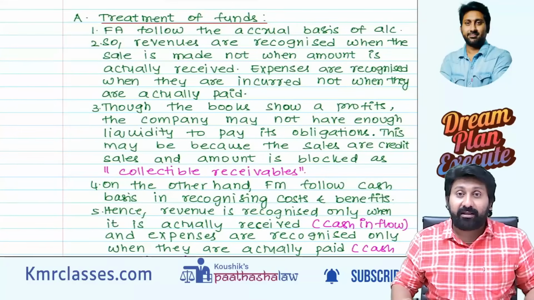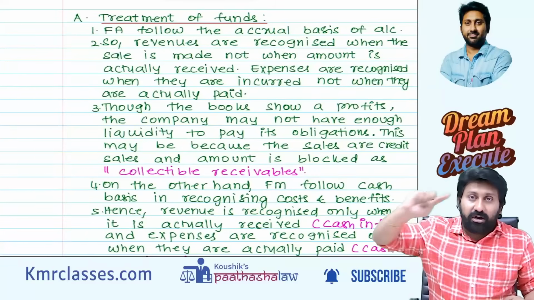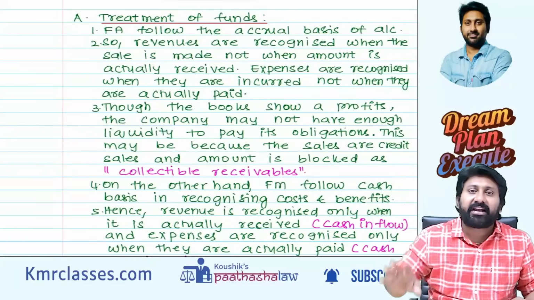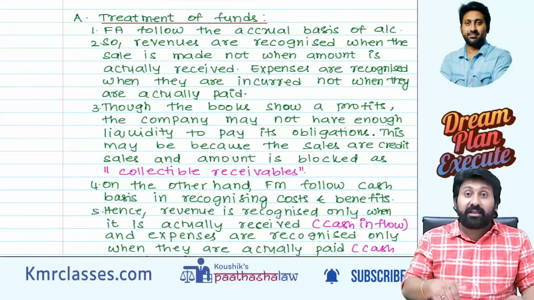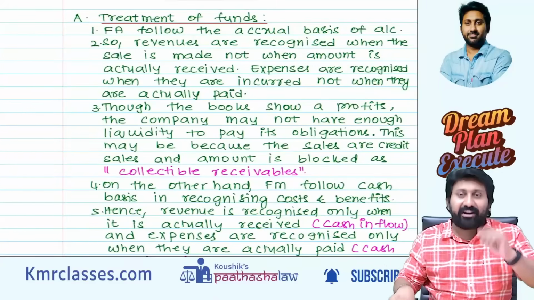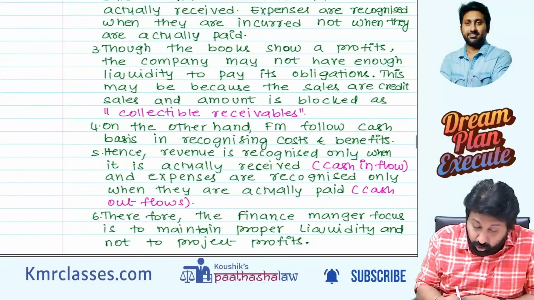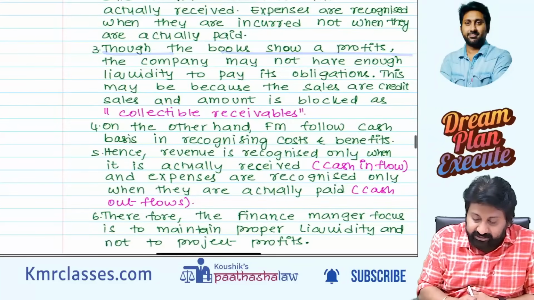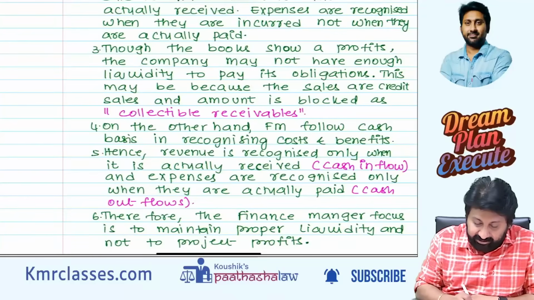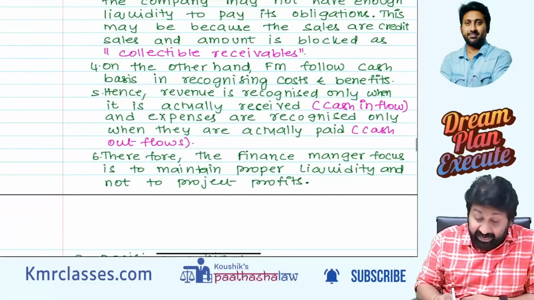Profit is 50. I purchased for 100. I sold for 150. Complete 150 credit sale. Profit is 50. But how much cash profit? 0. You did not realize it because it's a credit sale. Cash is not yet received. So though books show profits, the company may not have liquidity because money is blocked in receivables, not collected, only collectible.